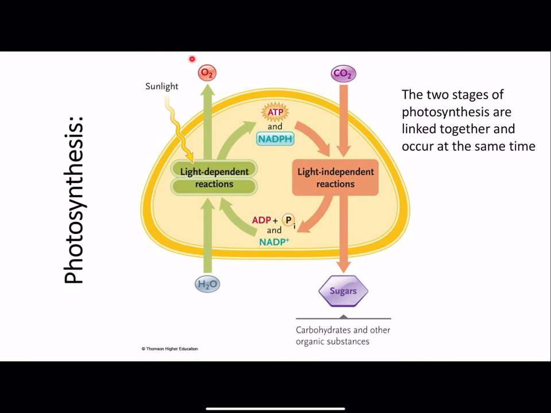enters our atmosphere. Now that ATP and NADPH, I'm going to go ahead and send those to my light-independent reactions, or the Calvin cycle. We're using carbon dioxide and the energy I've made and the electrons in the NADPH. I'm going to make sugar. And that's pretty much all of photosynthesis in a nutshell. So now let's look into more specifics.